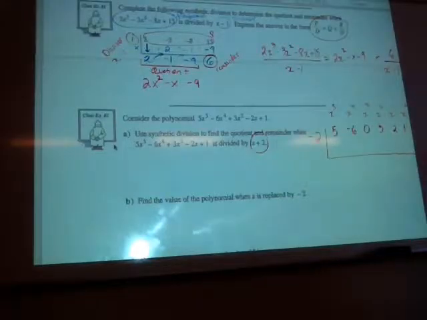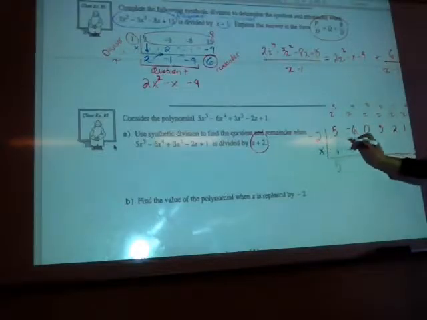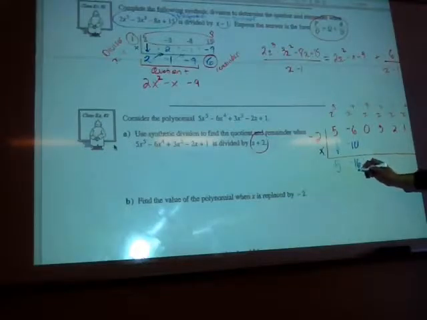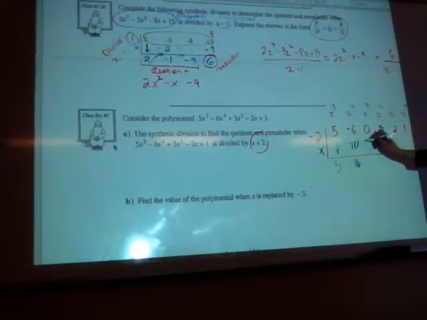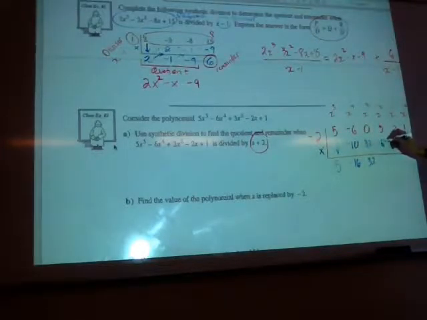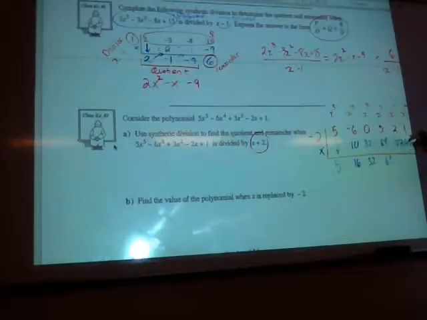Okay, so let's run through this. Bring down the 5 and multiply through. 5 times negative 2 is negative 10. Add those together, we get negative 16. Negative 16 times negative 2 is positive 32. 0 plus 32 is 32. 32 times negative 2 is negative 64. 3 plus negative 64 is negative 61. Negative 61 times negative 2 is positive 122. Negative 2 plus 122 is positive 120.